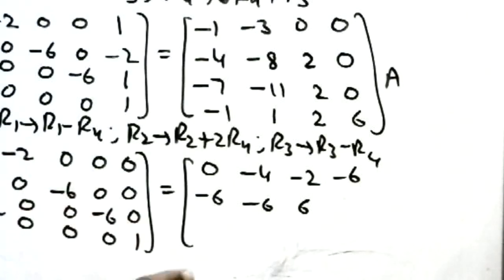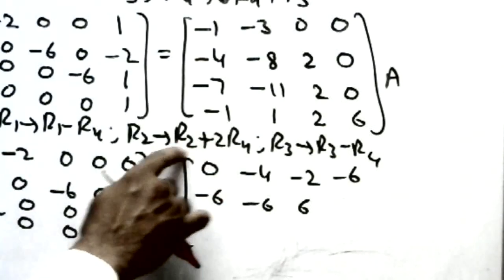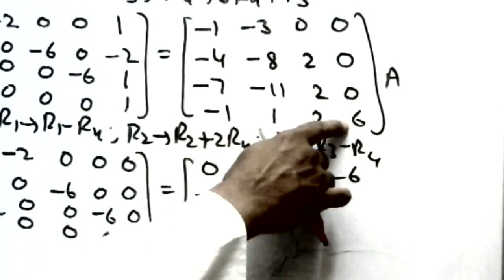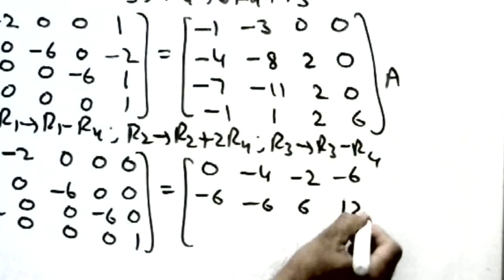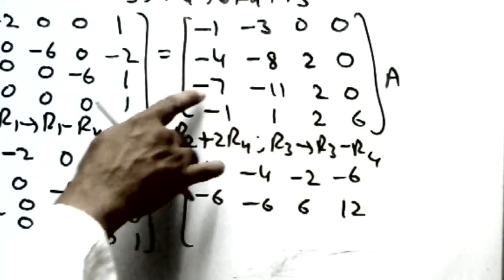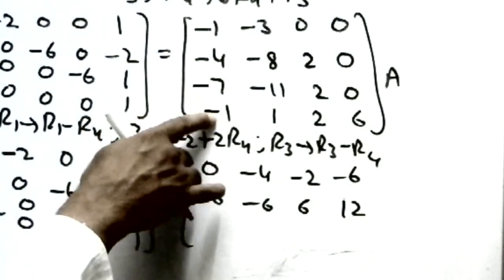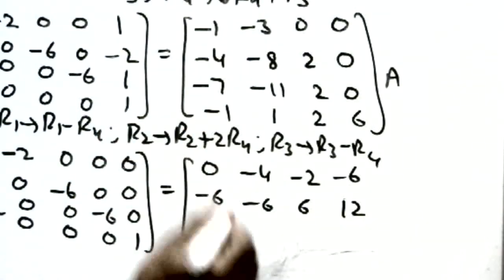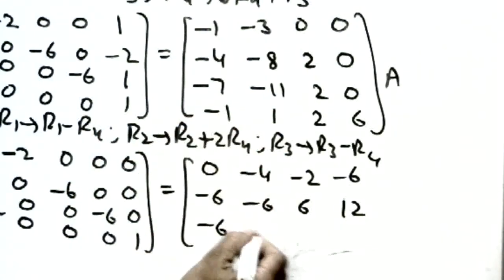So let me do now. What is the procedure? We are changing R2. R2 implies R2 plus 2 R4. 2 6s are 12. 12 plus 0 is 12. Okay. Now come R3 minus R4. R3 minus R4. Minus 7 minus 1 is plus. So this will be minus 6.